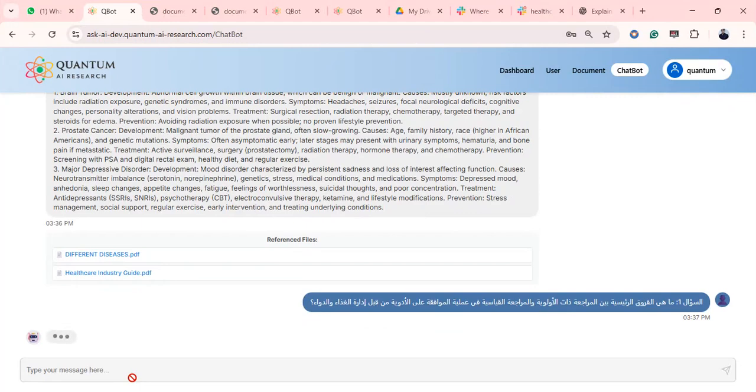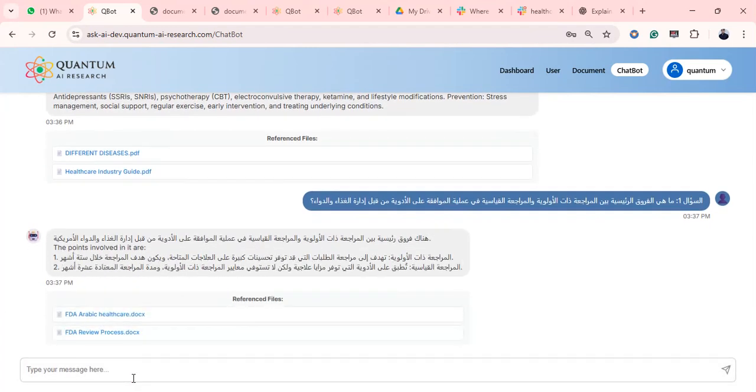So it is totally dependent on the user's perspective, on which particular language they are asking the question in. The chatbot will reply in the same language, so that the user finds comfort in that. You can see I asked one question in Arabic, and the chatbot replied in the same language.